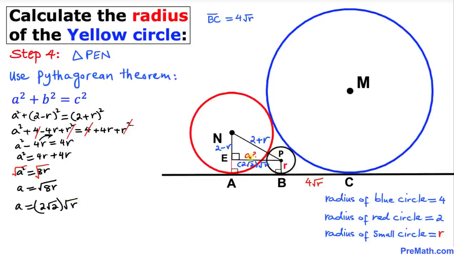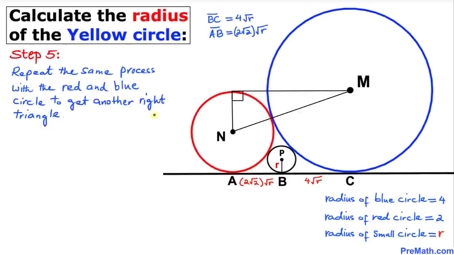So thus this side a turns out to be 2 times square root of 2 times square root of r, and we know that these both sides are the same in length, so that means this side AB is going to be 2 times square root of 2 times square root of r. So therefore the length of BC turns out to be 4 times square root of r, and the length of AB is 2 times square root of 2 times square root of r, as you can see over here.